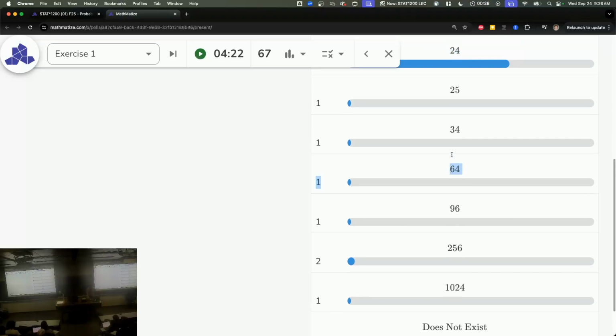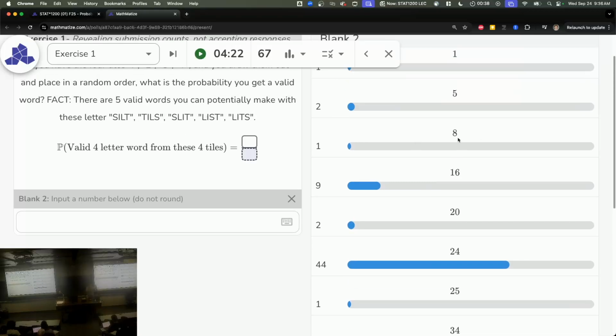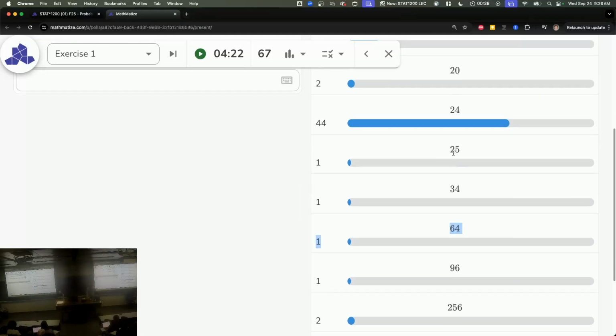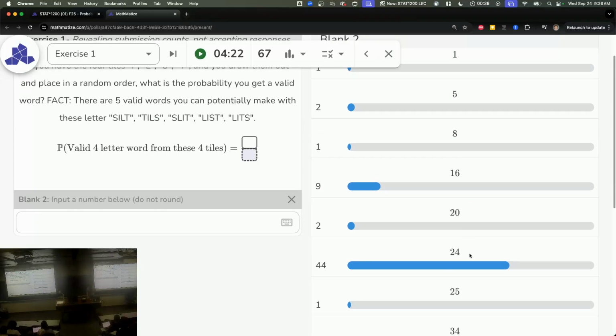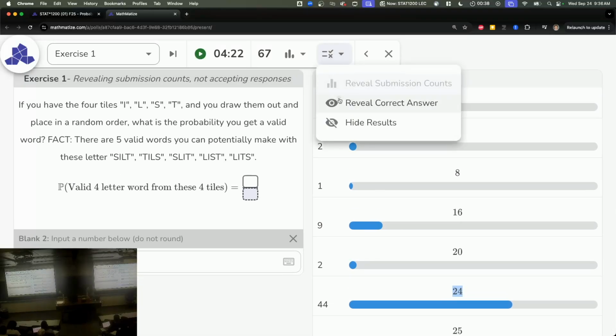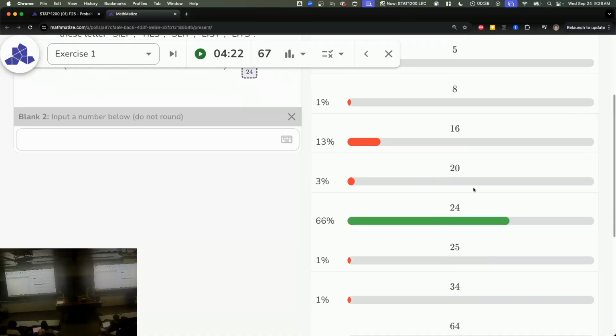So 64. So it's got something to do with these combinatorial type numbers of powers of 2 or something like that. 24 seems quite popular. And indeed, 24 is the right answer. So if you got 24, maybe you know what's going on.